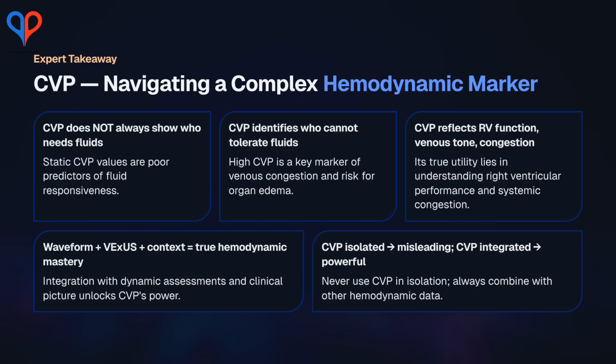The expert conclusion is clear. CVP cannot determine who needs fluids. It can only identify who cannot tolerate them. CVP is a marker of venous congestion, right-sided physiology, and the MSFP-CVP gradient, not a preload marker. When interpreted with waveform morphology, respiratory variation, VEXUS, and integrated hemodynamic context, CVP becomes a powerful tool. Used in isolation, it is misleading and potentially harmful.